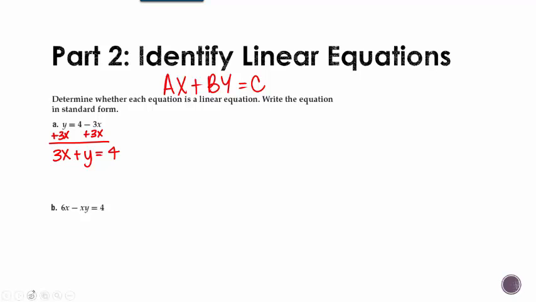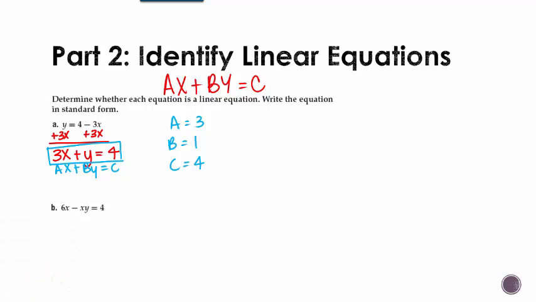And now double check, is it in that form? ax plus by equals c. If it is, you should be able to pick out the a, the b, which would be 1 in this case, and the c. And because it is, yes, it is a linear equation, it would make a line when we graph it, and this is standard form. So let's try the next one.